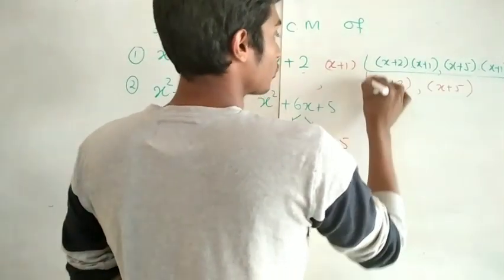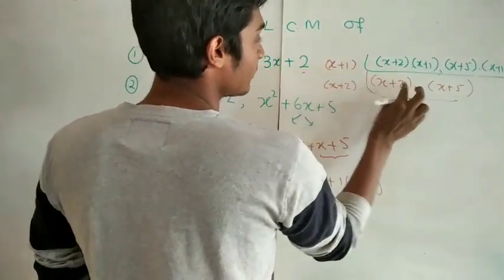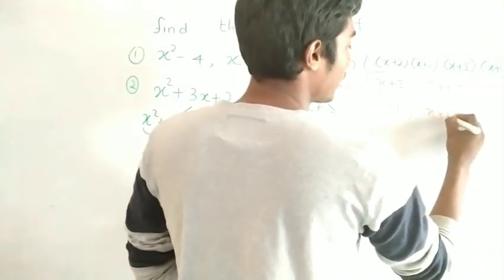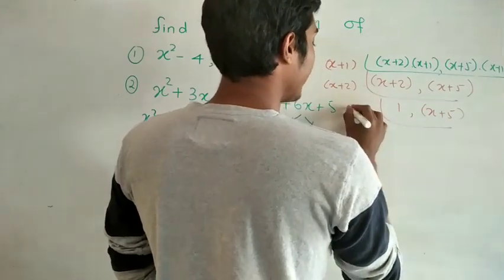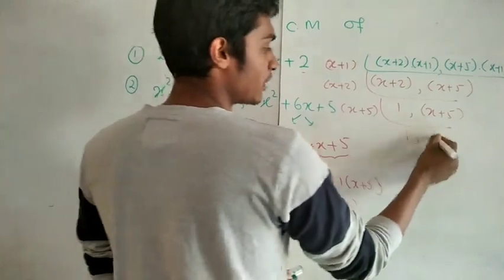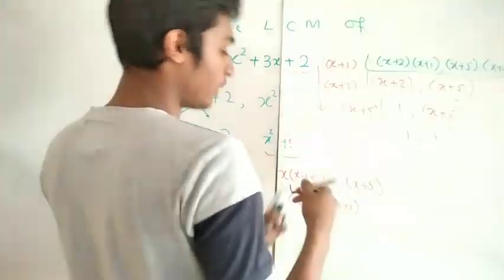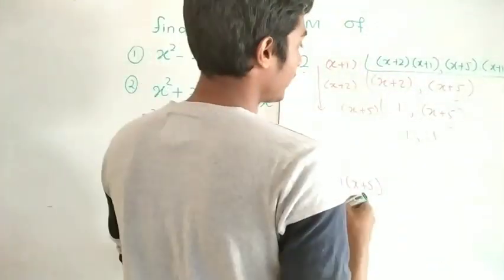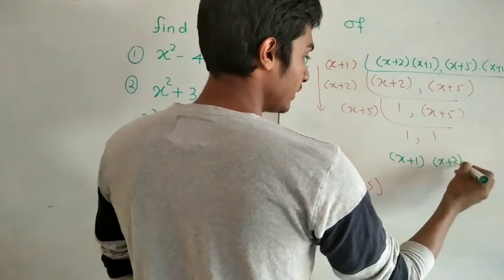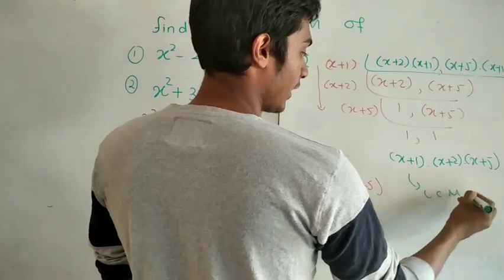Put that here, right? So now what you have to do is put one of them. So put x plus 2 here. So x plus 2 divided by x plus 2 is 1. X plus 5 cannot be divided by x plus 2, so you put x plus 5 as it is. Now you put x plus 5 here, right? X plus 5 divided by x plus 5 is 1. Now what you have to do is just multiply them. So when you multiply them, what you get is x plus 1 into x plus 2 into x plus 5, and this is going to be the LCM.